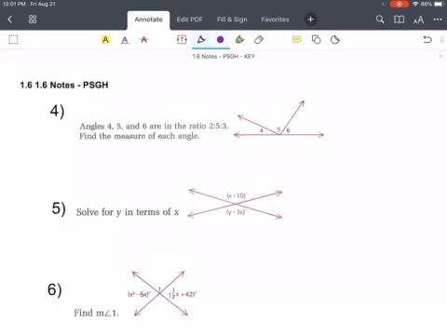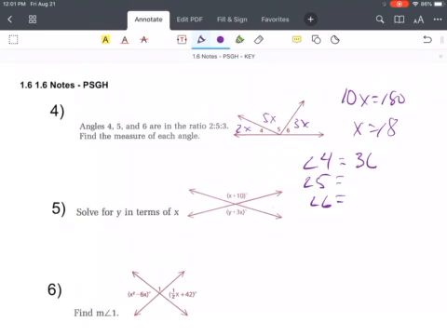Number 4, again, talks about ratio, so I'm going to label them as 2x, 5x, and 3x. So that is going to give me 10x equals 180, x equals 18, and then when I plug it in, I can find angles 4, 5, and 6, and I'm going to get 36 degrees, 90 degrees, and 54 degrees.